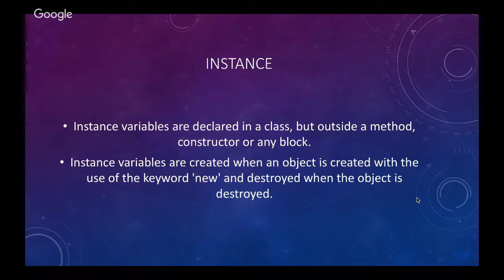Instance variables are declared in a class, but outside a method, constructor, or any block. Instance variables are created when an object is created with the use of the keyword new and destroyed when the object is destroyed.